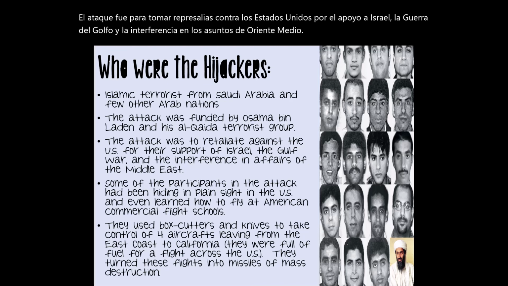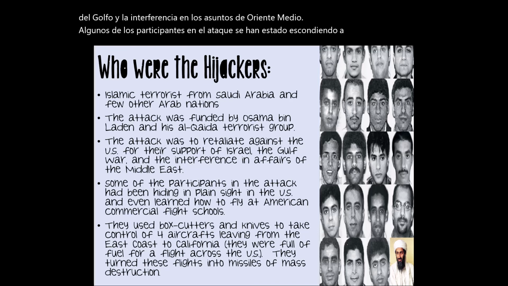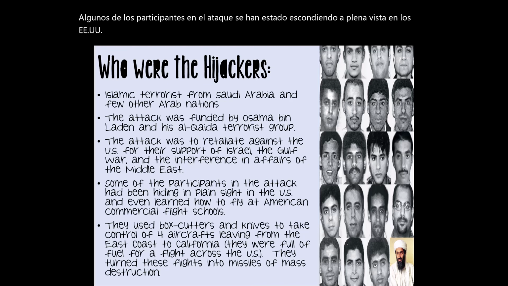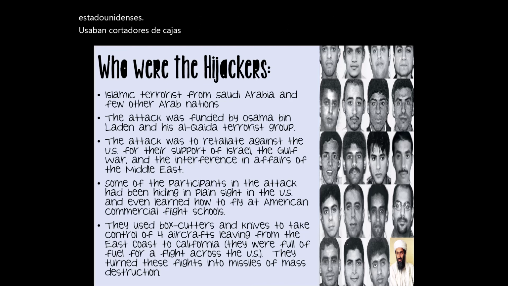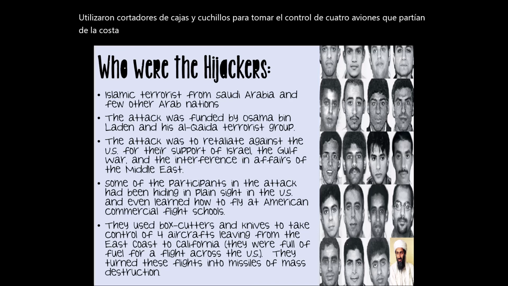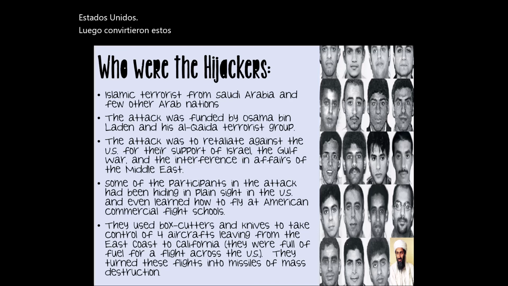Some of the participants in the attack have been hiding in plain sight in the U.S., and even learned how to fly at American commercial flight schools. They used box cutters and knives to take control of four aircrafts leaving from the East Coast to California. They were full of fuel for a flight across the United States. They then turned these flights into missiles of mass destruction.